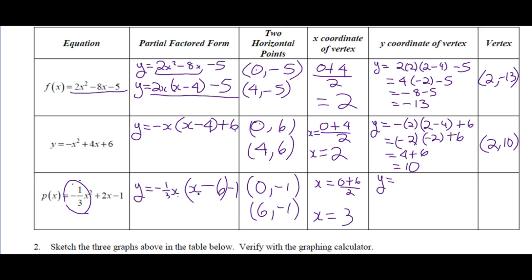Okay, so what do we want? We want negative 1/3 x, which is 3, and then we've got 3 minus 6, and then we've got minus 1. So negative 1/3 times 3 is negative 1. 3 minus 6 is negative 3. Negative 1 times negative 3 is 3, minus 1 is 2. Okay. Again, you can work that out on your calculator, right? You don't need to do it by hand. You just do negative 1/3 times 3, and just make sure you enter it into your calculator correctly.